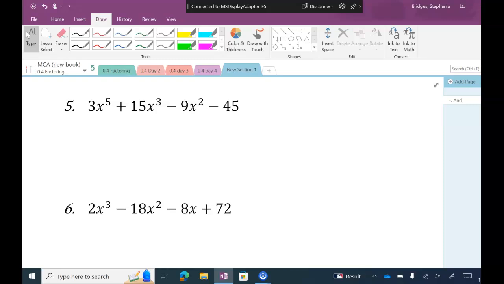I have 3x to the 5th plus 15x to the 3rd minus 9x squared minus 45. And I forgot to ask you this question, but what is the first question we're supposed to ask ourselves? Do we have a GCF? So we need to look at all 4 terms. We have a 3, we have a 15, we have a 9, and we have a 45. What are all of those divisible by? 3. So we're going to need to pull that out first. Divide each term by 3.